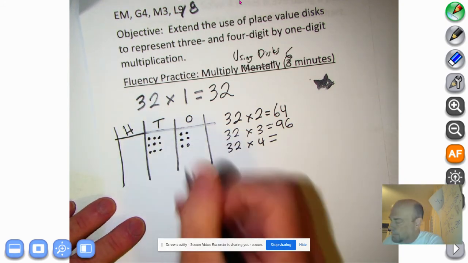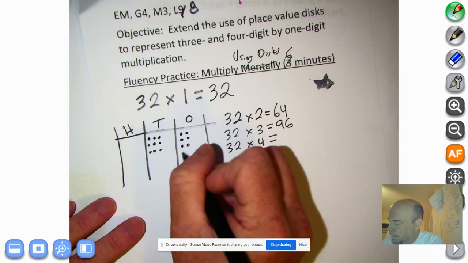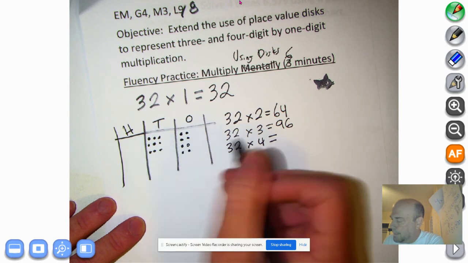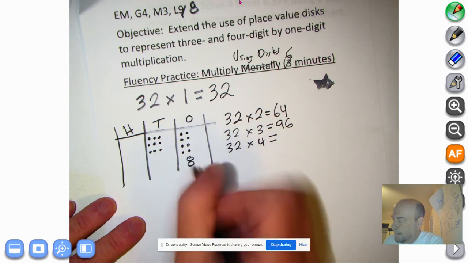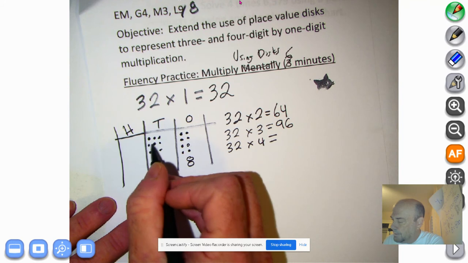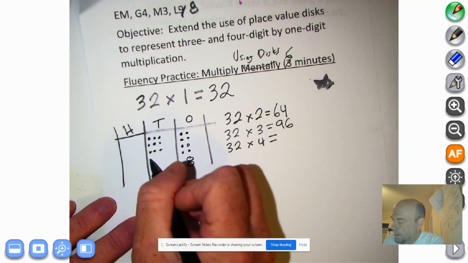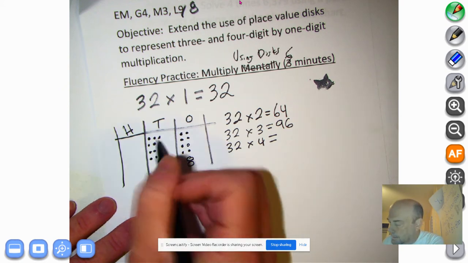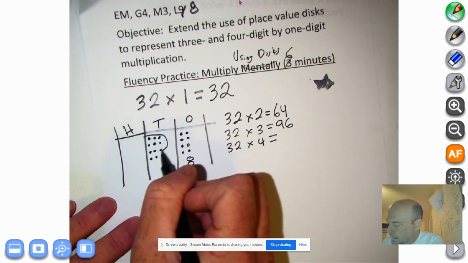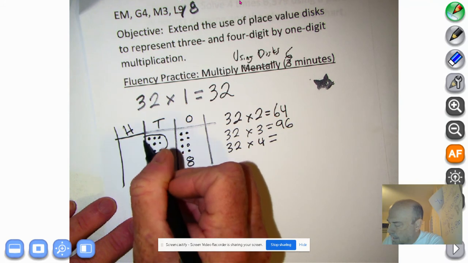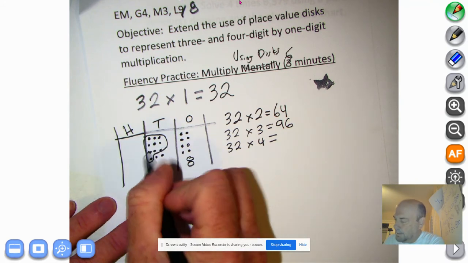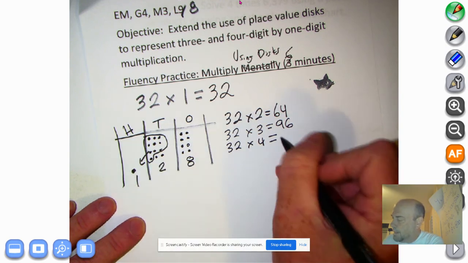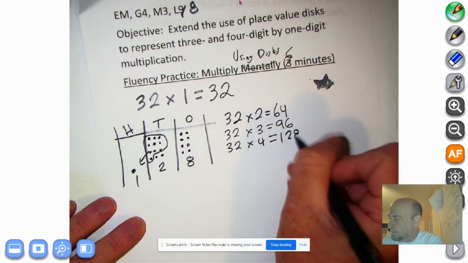Let's do 32 times 4. So 1, 2, 3, and 4. We're going to stop here. So we have 1, 2, 3, 4, 5, 6, 7, 8. 2 times 4 is 8. And then we'll do 10, 20, 30, 40, 50, 60, 70, 80, 90, 100, 110, 120. So we need to do some regrouping. I need to take these 10 10s, like so. 10 10s equal what? They equal 100. So I'm left with 2 10s there and 100. And our answer is 128.